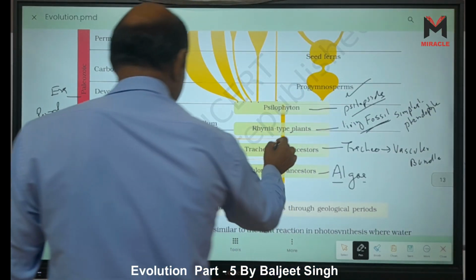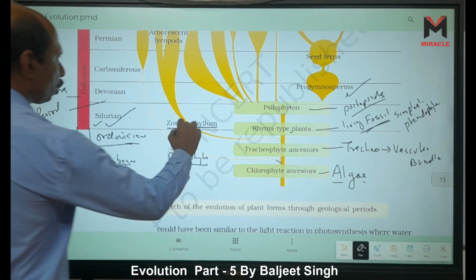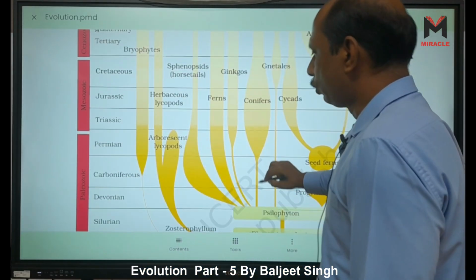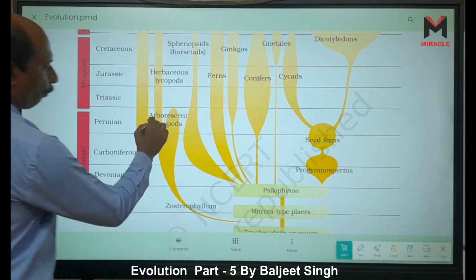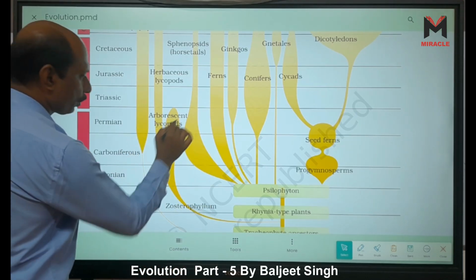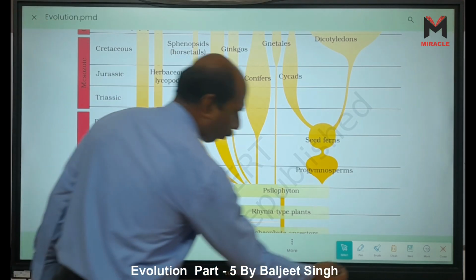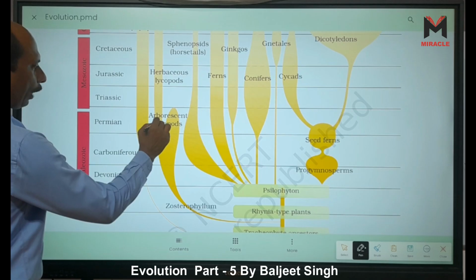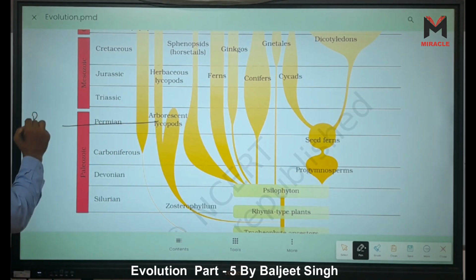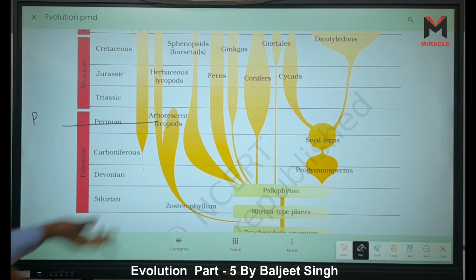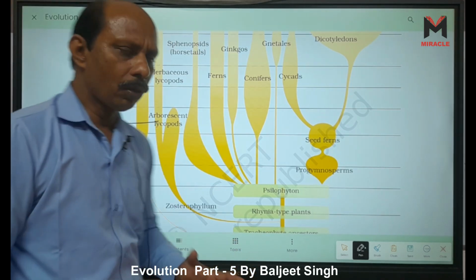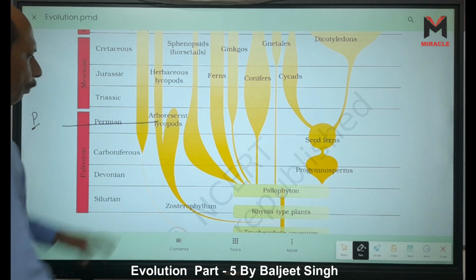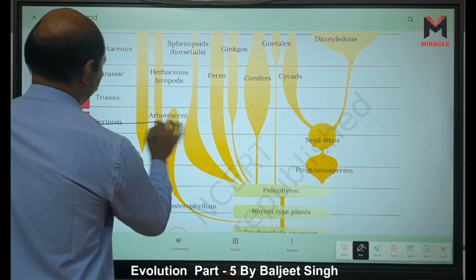Look here. From the Tracheophyta sister, Zosterophyllums are formed, and through this Zosterophyllum they developed into the first arborescent lycopods. Arborescent lycopods means tree-dwelling plants, right? At that time plants and trees were not there. They are present in the rocks. But what happens? They are totally extinct.